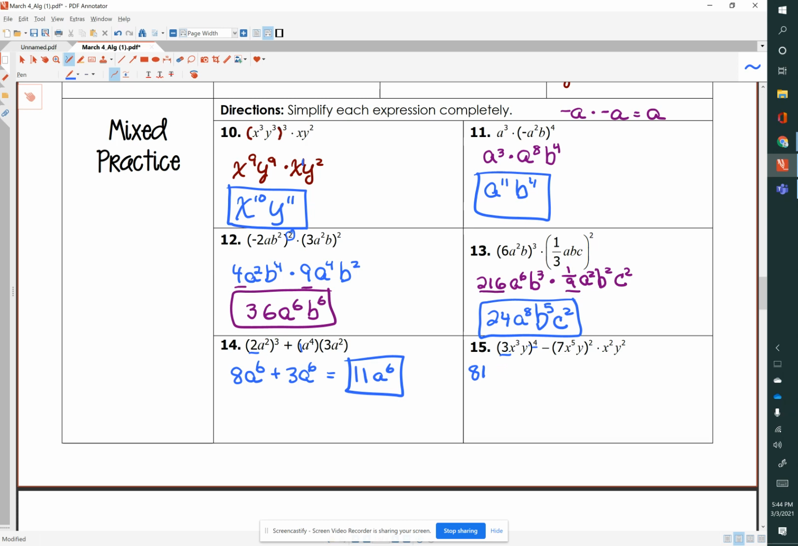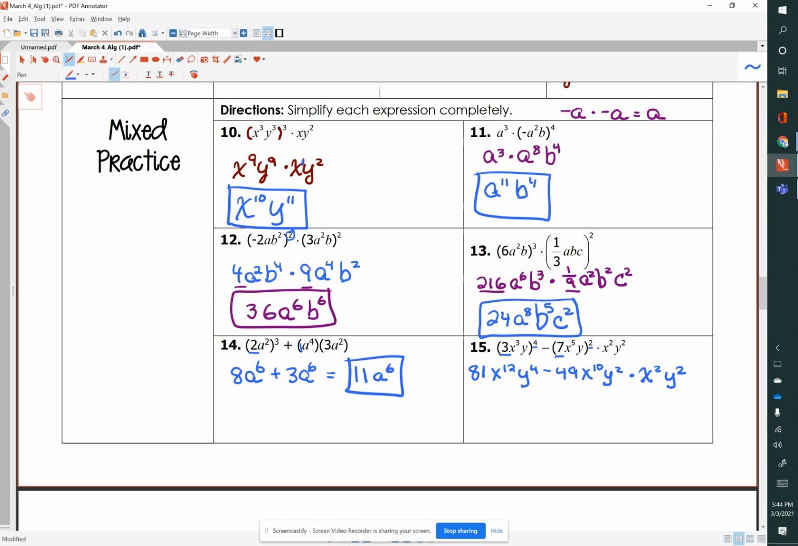x to the third times 4, so that's x to the 12th power, y to the fourth power, minus, we've got 7 squared, that's 49, and that would be x to the 5th times 2, x to the 10th power, y to the second power, times x squared, y squared. Now let's work from left to right.